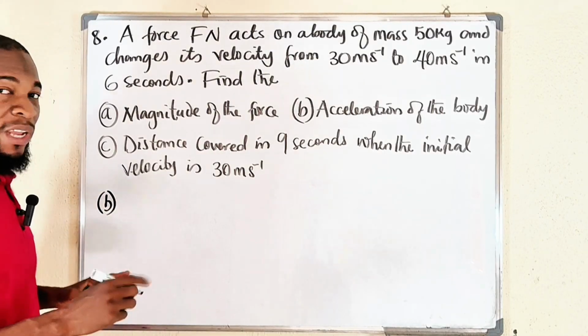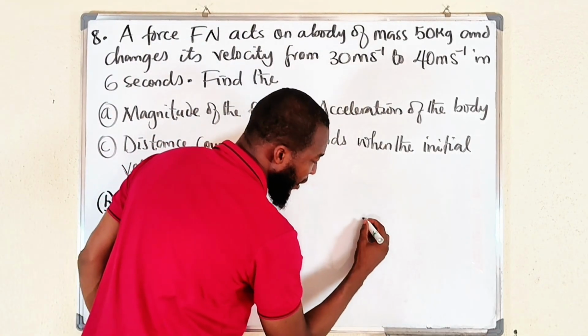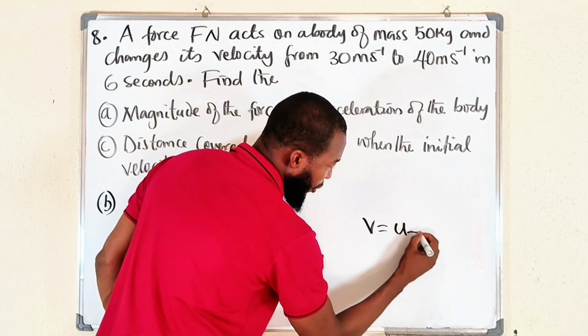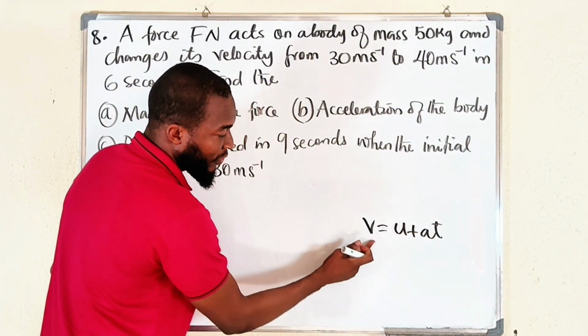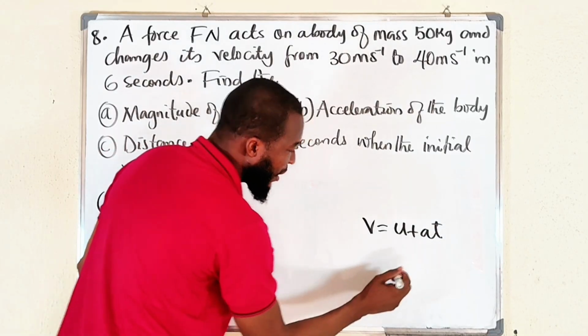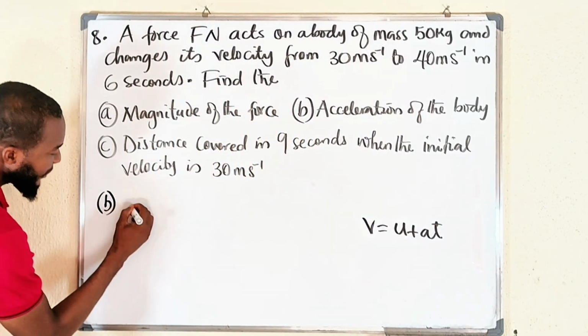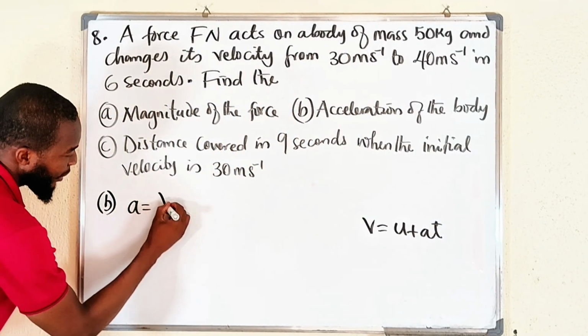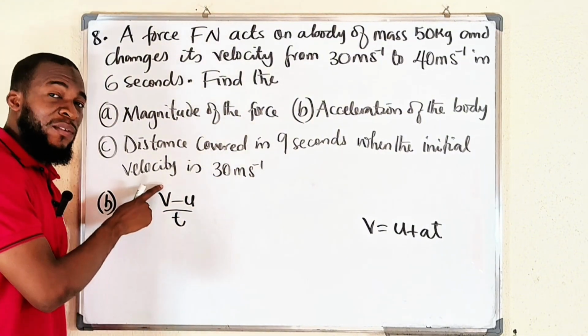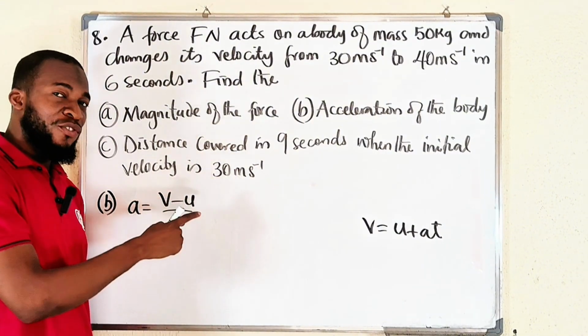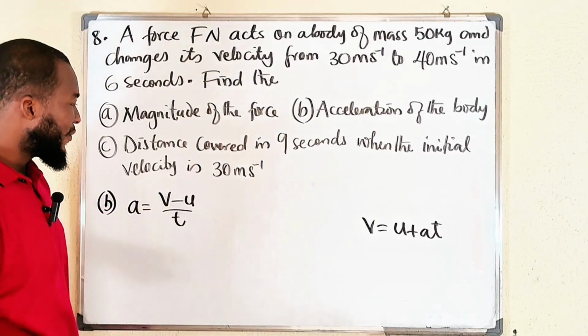So we are going to utilize this formula, which is V equal to U plus AT. We can now make A the subject: subtract U and divide by T. So it is going to be A equal to V minus U divided by T. V here is the final velocity, U is the initial velocity, and T stands for the time.